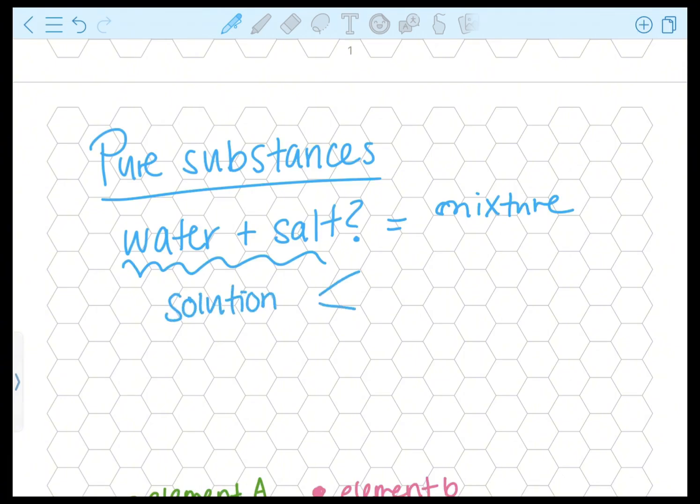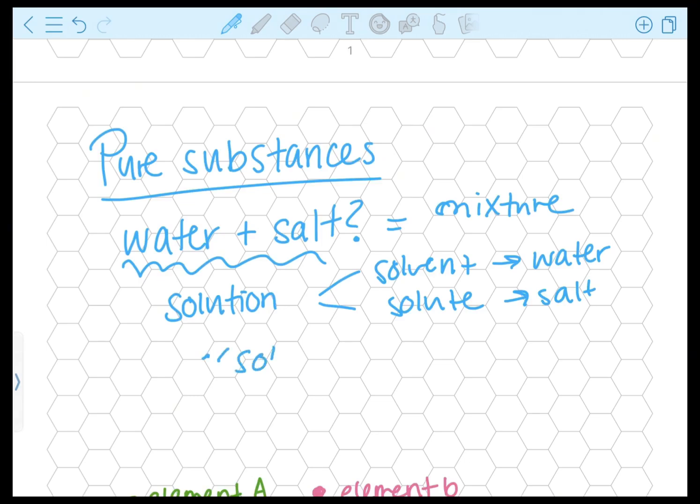Every solution has a solvent and a solute. A solvent is a substance that dissolves the solute. In this case, the solvent is water and the solute is salt. A good easy way to remember this is that solvents are the solvers of the problem in which they're going to dissolve the solute.